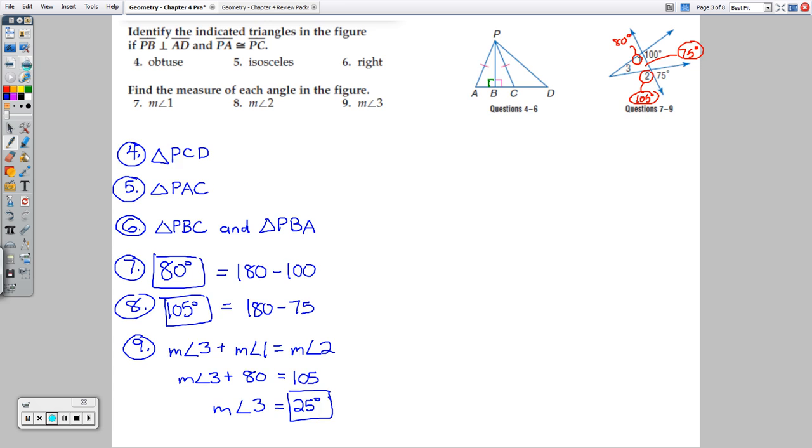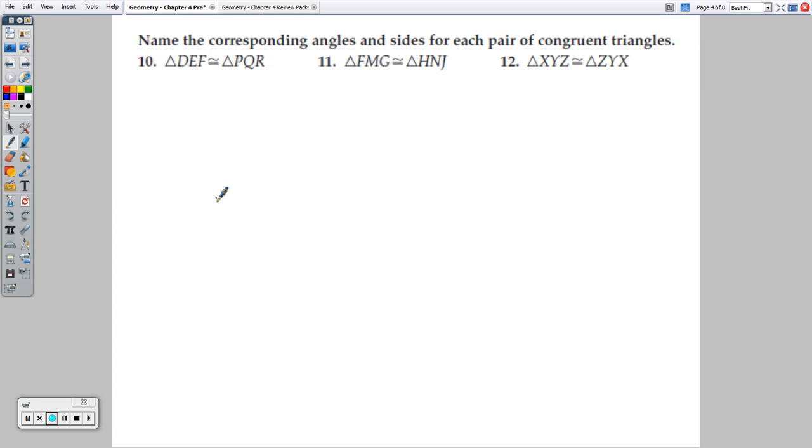Let's take a look at number 10, 11, and 12. So name the corresponding angles and sides for each pair of congruent triangles. If they're congruent, there's 6 parts that are matching up, and you could say that the matching letters are the corresponding parts. So we could say angle D is congruent to angle P, angle E is congruent to angle Q, angle F is congruent to angle R.